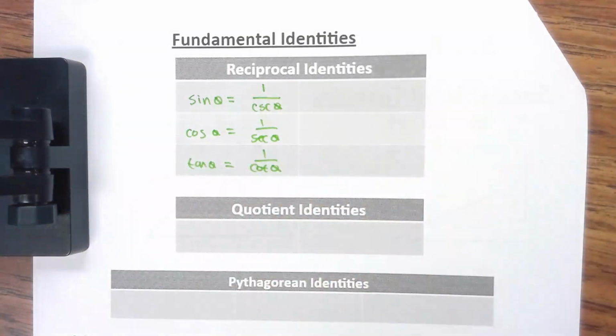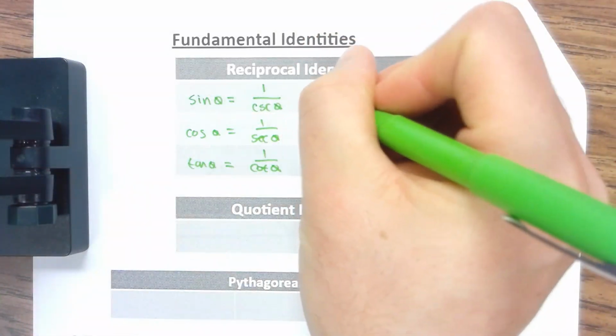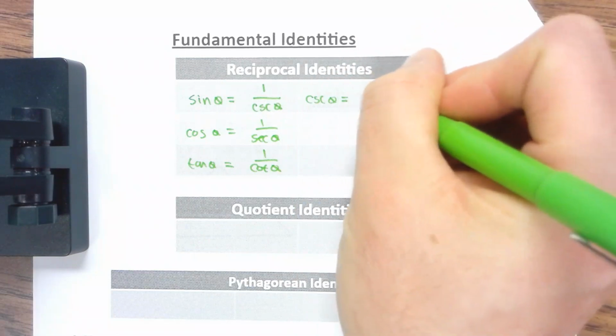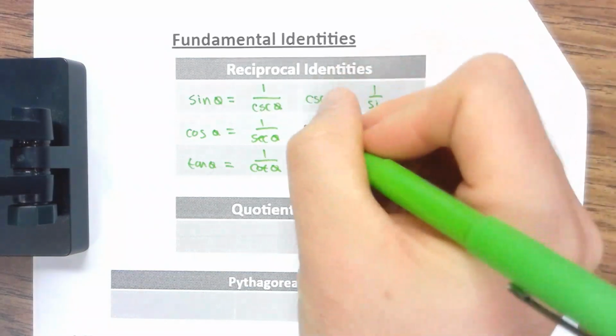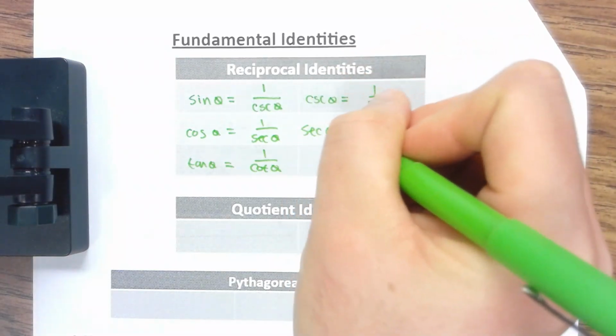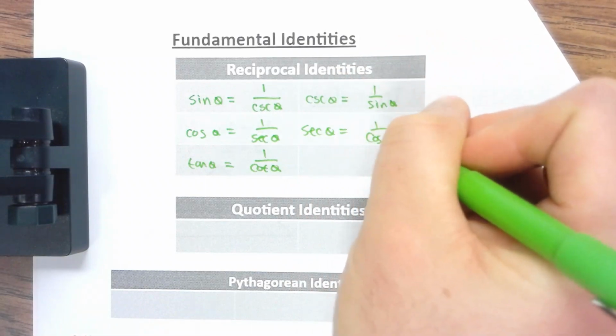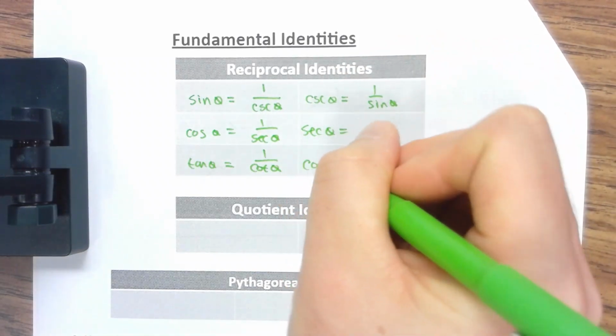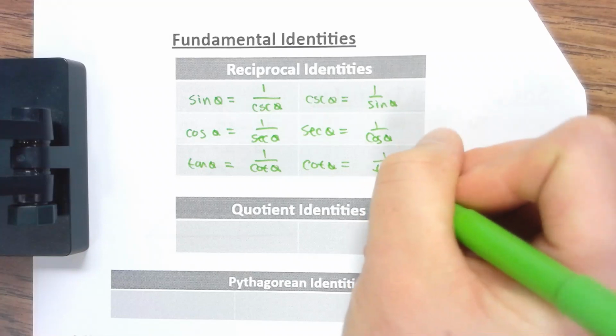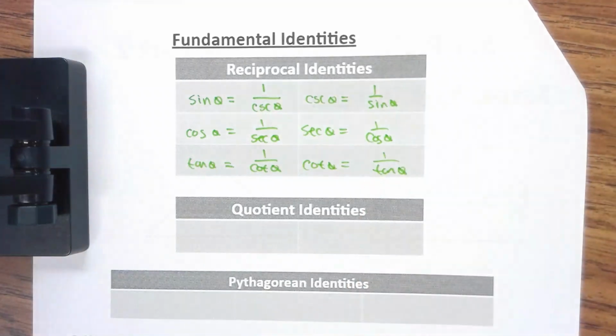And then now just kind of doing the opposite here, taking the reciprocal function, so cosecant of theta, that's 1 over sine of theta. Secant of theta is 1 over cosine of theta. And cotangent of theta is 1 over tangent. So those ones aren't too bad. They just further reinforce the idea of the reciprocals. So nothing crazy there.